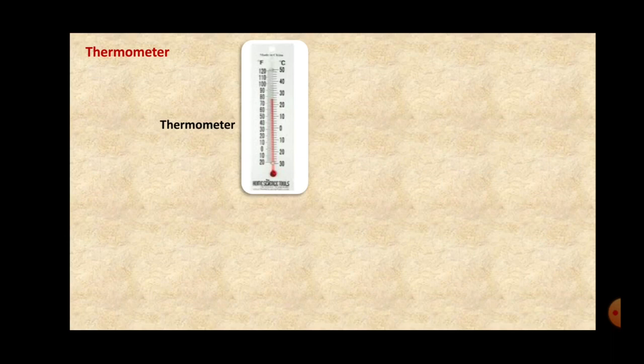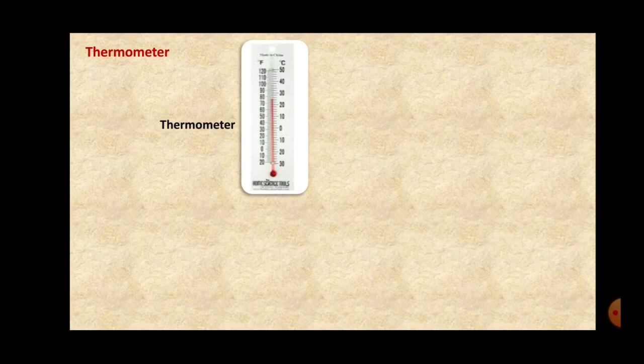Now here you can see that the thermometer is made up of a narrow glass tube which has a bulb at one end, and the bulb and part of the tube is filled with a liquid. Now in the earlier times, mercury was used as a liquid, but nowadays it has been replaced by alcohol. Now the rest of the tube has vacuum and its other end is closed.